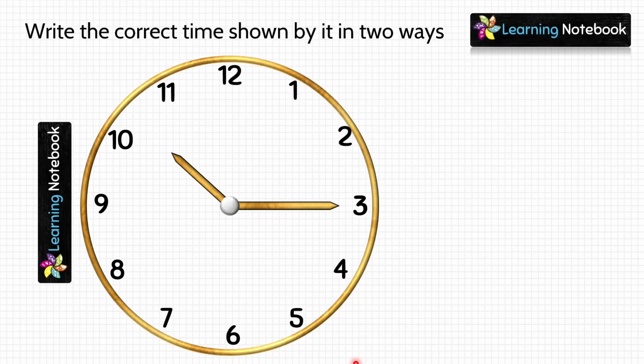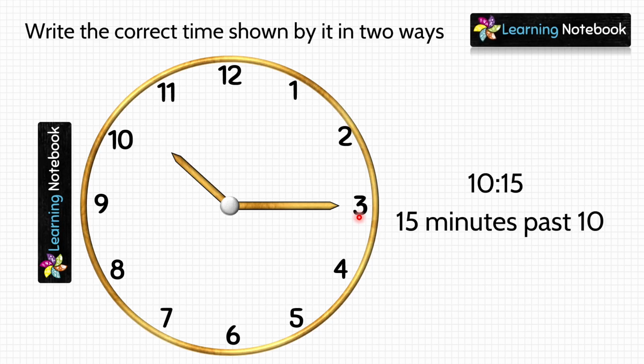Now students, take a look at this clock. Here the hour hand is between 10 and 11. So hour is 10 and where is the minute hand? It is at 3. So 15 minutes have passed. So we read this time as 10:15 or 15 minutes past 10. Another way to read this time is 10:15.